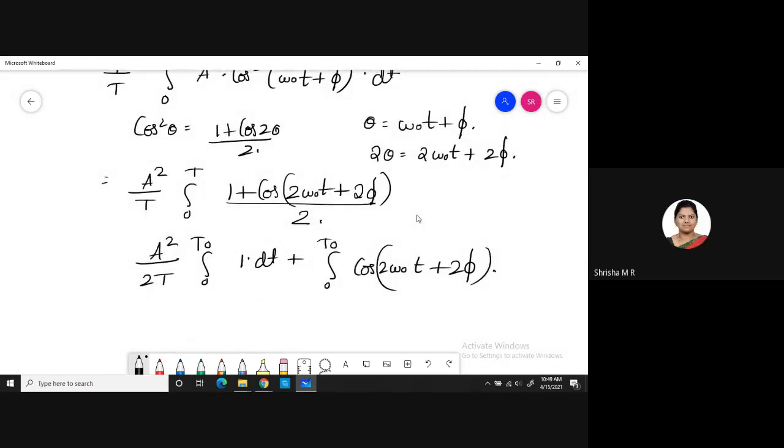I am not able to hear you. Ma'am, why you have replaced T by T naught, ma'am? Okay, just it's T. So we have T, yeah. So what is integration of cos over entire period T? What do you get?